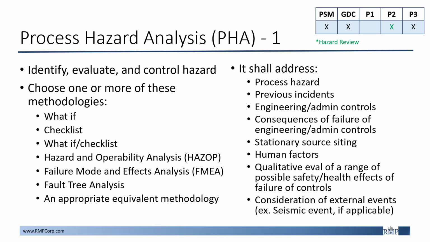These analyses should address process hazards, previous incidents, engineering and admin controls, consequences of failure of these engineering and admin controls, stationary source siting, human factors, qualitative evaluation of a range of possible safety and health effects of failure of controls, and lastly, consideration of external events such as seismic events if applicable. This, a reminder, is applicable for CalARP.